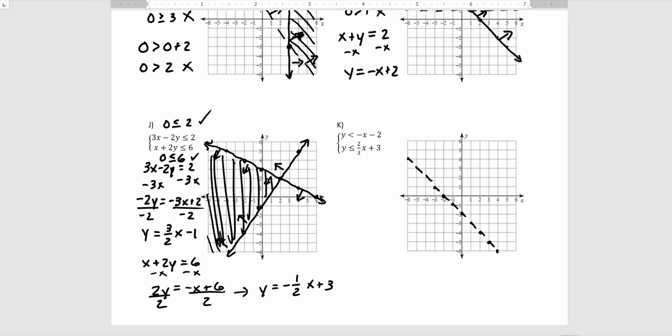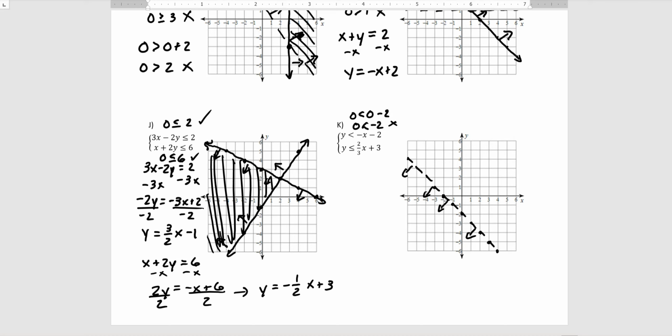Very good. All right. Shading wise, when I plug in 0, I get 0 is less than 0 minus 2. Is 0 less than negative 2? Oh, no, it's not. 0 is greater than negative 2, right? So I will shade this away from 0, 0. That's going to be shaded this way.